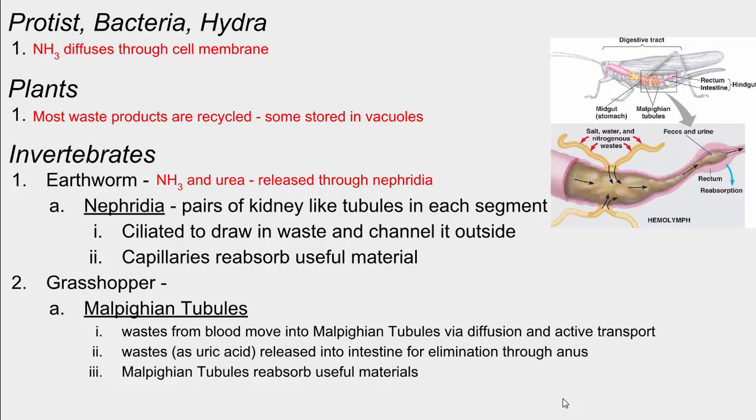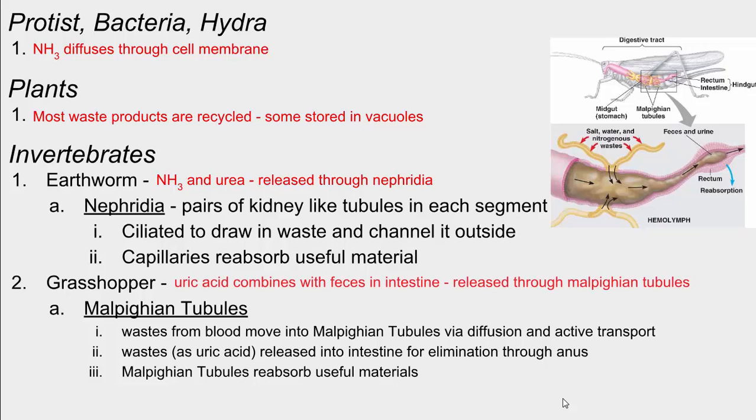They absorb ammonia and urea. There's a pair of these nephridia in each segment of the worm. They draw in waste, and as that waste moves through, the earthworm can reabsorb any useful material, and that excess is eliminated.